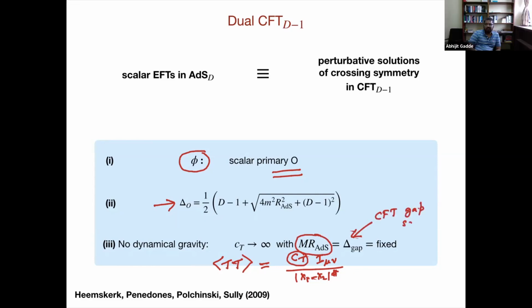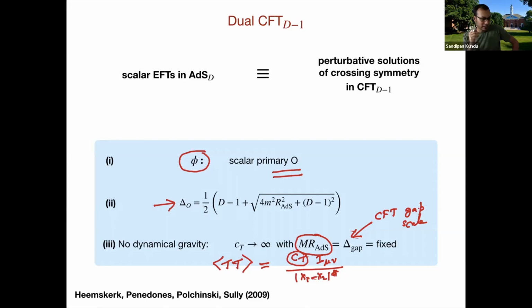Sir, can I ask a question, Sandipan, about point 3? Yes. How should I understand this C_T going to infinity limit? Is it that there is a family of CFTs with increasing value of C_T, and in the limit C_T going to infinity, I'm supposed to get a CFT that is dual to the effective field theory that you write in the bulk? Because that seems too optimistic, that such a family of CFTs should exist.